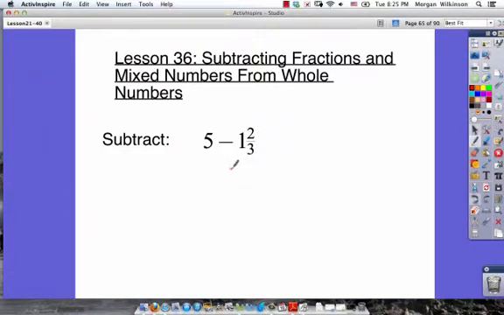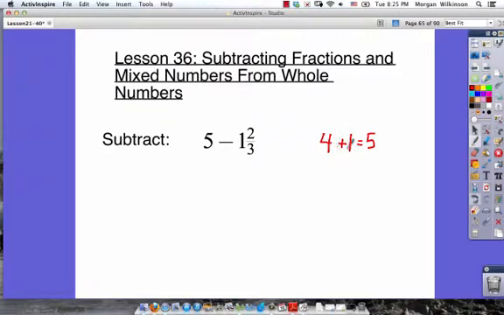The way we're going to do this is to rearrange how we've written our whole number. Now 5. We know we can write 5 as 5, but another way we could write it would be to write 4 plus 1. We know that that's equal to 5. Now if we look at our mixed number, 1 2/3, we can see it has a denominator of 3. And in order to subtract fractions, we need the same denominator.